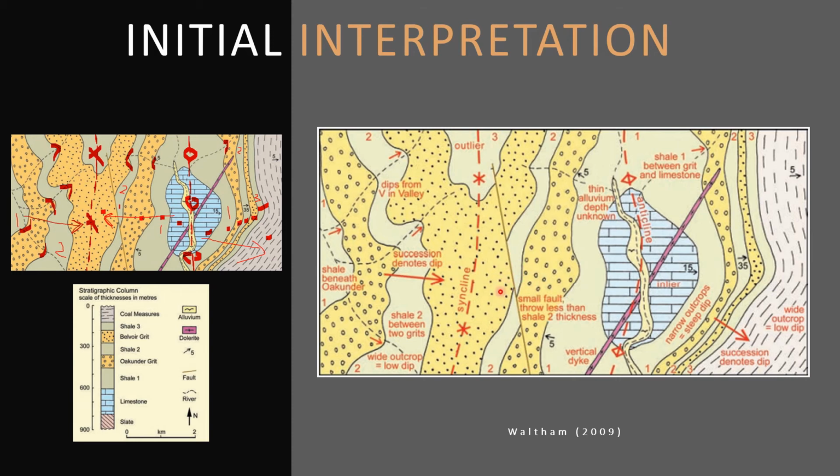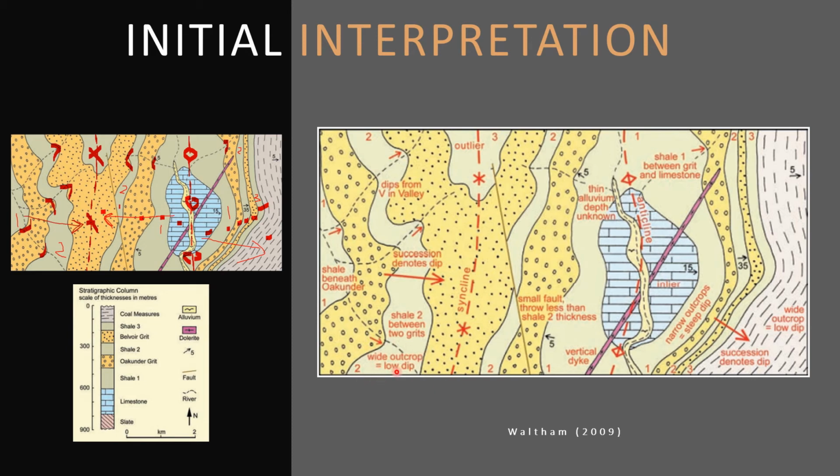It is just a small fault, where the displacement of the two outcrops is indicated by the throw, which is less than the thickness of the shale 2. Also, I forgot about the width of the outcrop. If the width of the outcrop is greater or wider, it means that it has a low dip, and if it is narrow, it indicates a steep dip.